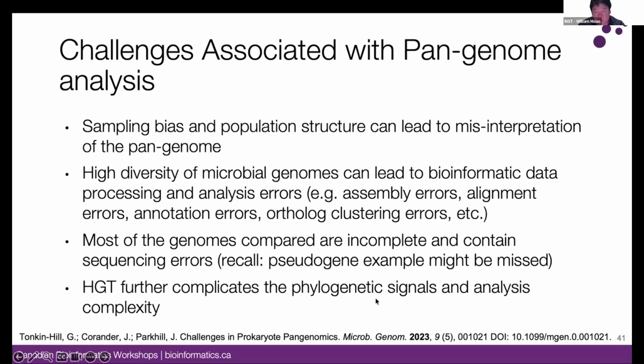So recall that pseudogene example I just mentioned. This would likely be missed if you have a low quality draft genome where the mutations didn't stand out so saliently, right? So horizontal gene transfers, we learned, further complicate the phylogenetic signals and add to the analysis complexity. So this is actually well summarized in this particular article here.